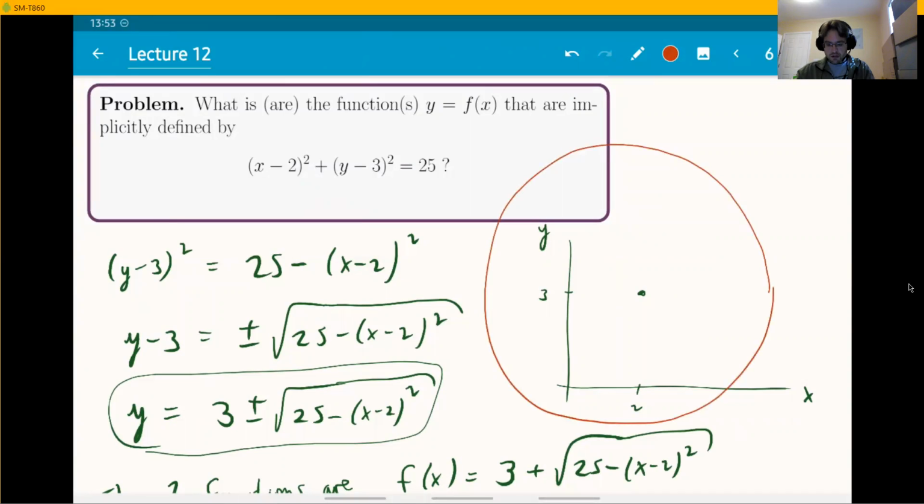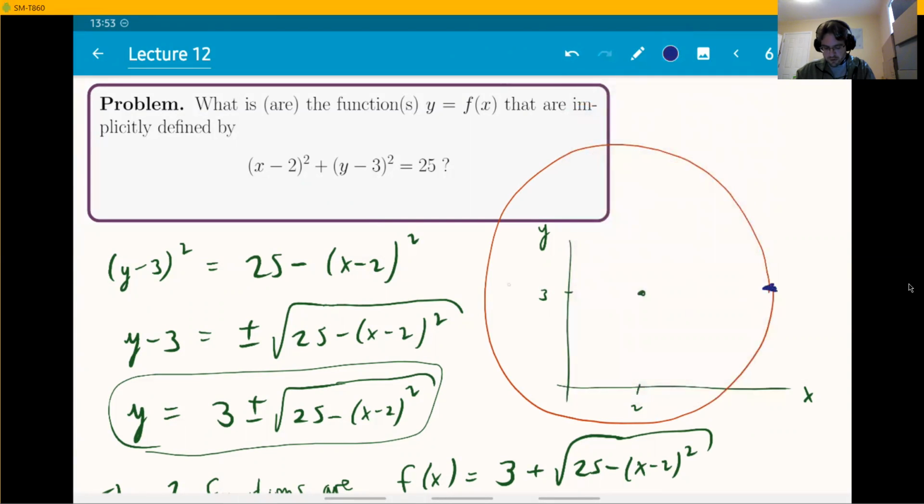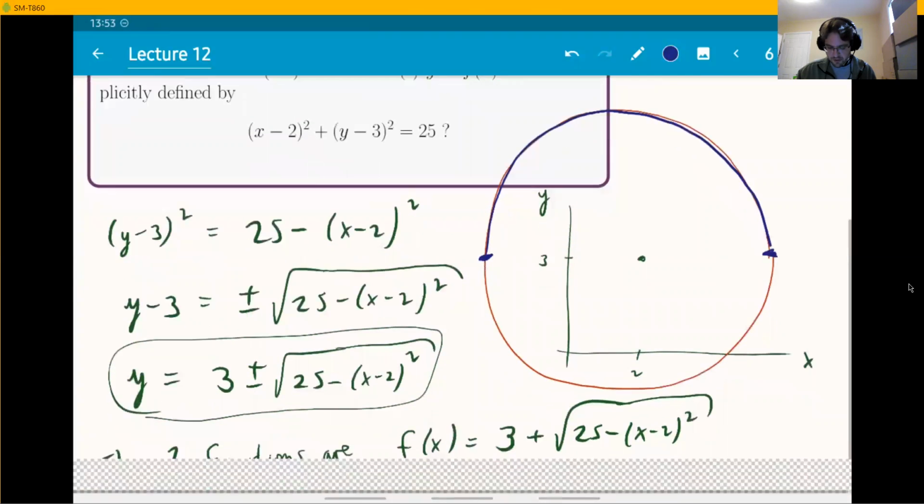Radius 5. You see that the circle itself is actually not the graph of a function, y as a function of x, because it fails the vertical line test. But there are two possible functions that it could be. It could be the upper half or the lower half. This is a function, and the one that's in red now is also a function. Those are the two that we just found.